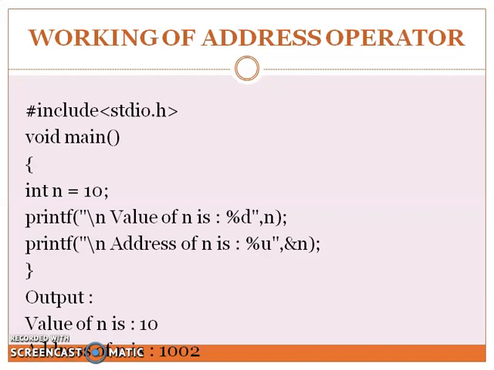The first line simply prints the value of that variable. Next we want to print the address of that variable. At that time we are using format string u, which is used to print the address of the variable n.